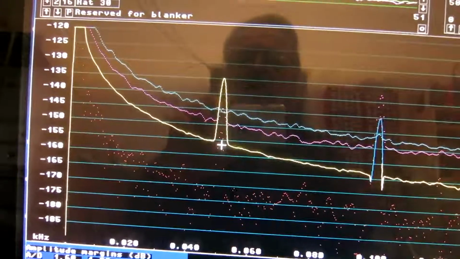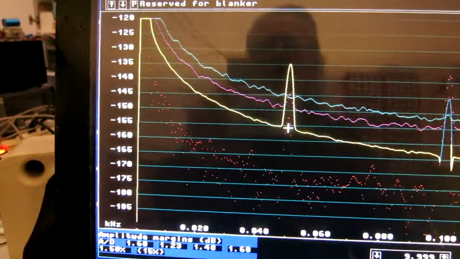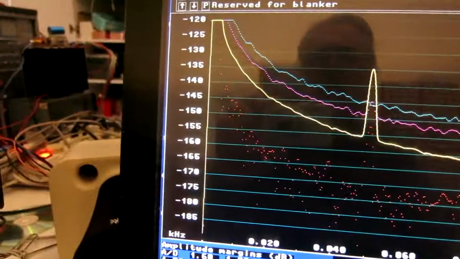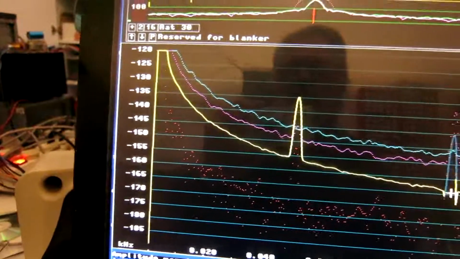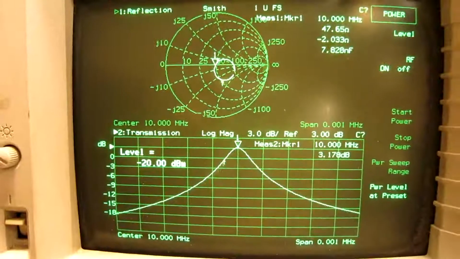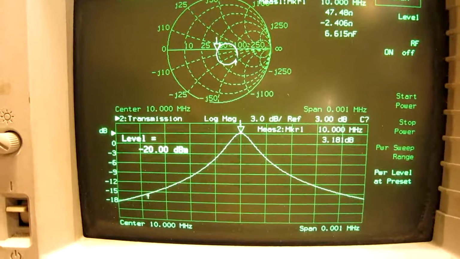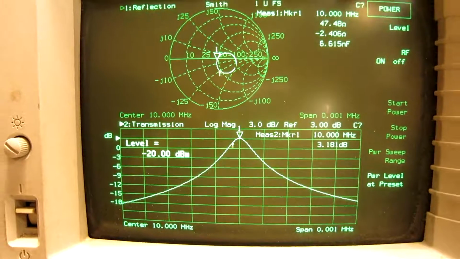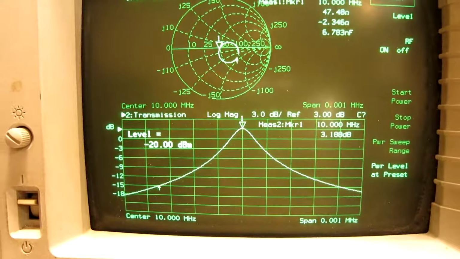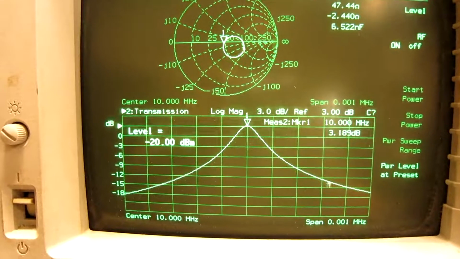I can see already that at 50 Hz it's about -155 and 100 Hz here at about -165 dBc per Hertz. Here is the frequency response of that oscillator when running it as an amplifier. You can see it's very close to 50 ohms on 10 megahertz. And the gain is 3.2 decibels.